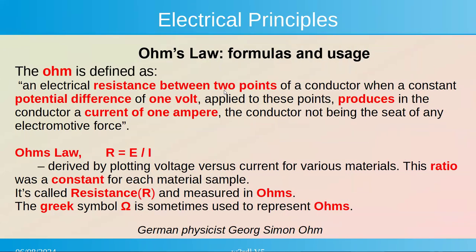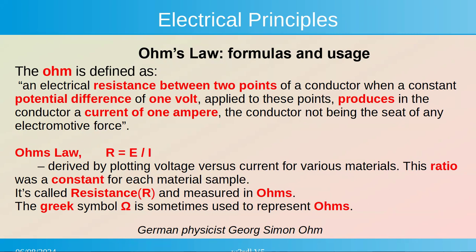We'll talk about Ohm's law and how we use some of this stuff. Technically, the ohm was defined as an electrical resistance between 2 points of a conductor when a constant potential difference of 1 volt was applied to those points and produces in the conductor a current of 1 ampere. The conductor not being the seat of any electromotive force, which means there's no other battery or voltage source that's affecting it.